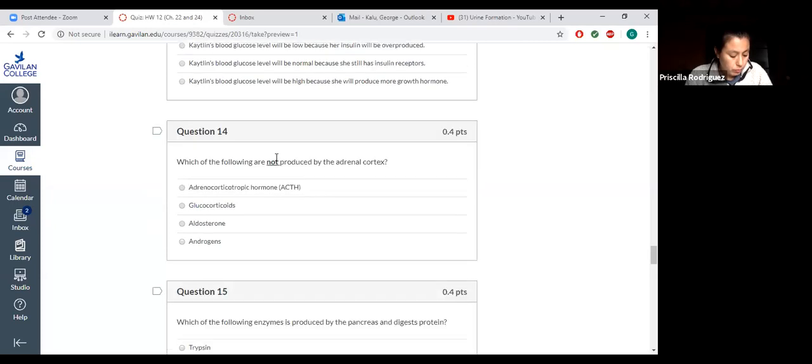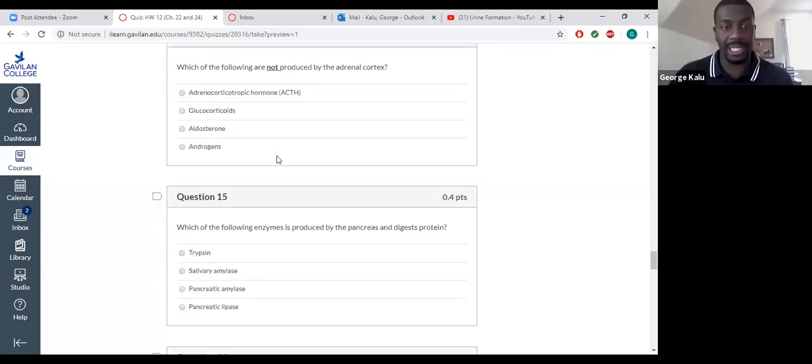Number 14. Which of the following are not produced by the adrenal cortex? We have adrenocorticotropic hormone, or ACTH, glucocorticoids, aldosterone, or androgens. Which ones are not produced by the adrenal cortex? A. A is correct. The adrenocorticotropic hormone is not produced in the adrenal cortex. Where is this hormone produced?